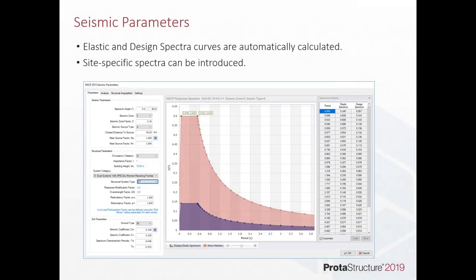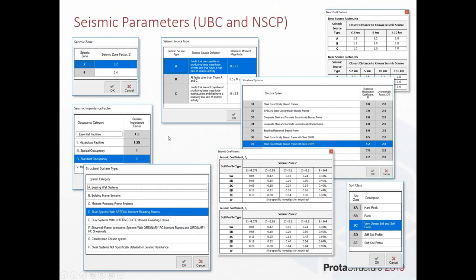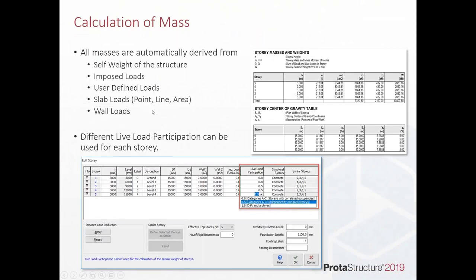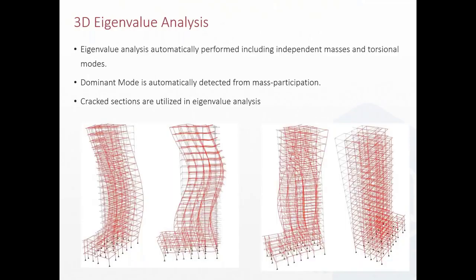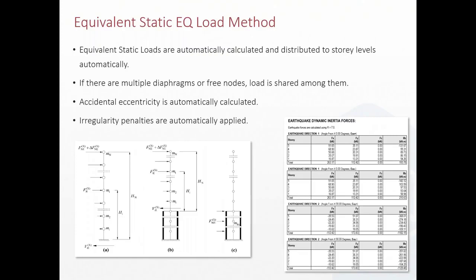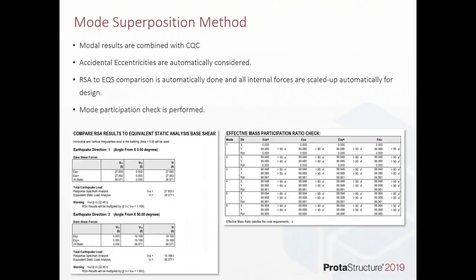So I covered a range of different things that we're doing with seismic. I talked about the site-specific spectra and following the NSCP and the way that these are set up. This just follows the NSCP step by step. We automatically calculate all the mass for you. You can have different live load participation factors. We use a 3D eigenvalue analysis for calculating dominant modes and the like, which is then also used for things like base shear calculations. You've got the equivalent static methodology. Regularity penalties are automatically applied, and we use CQC for the modal superposition.